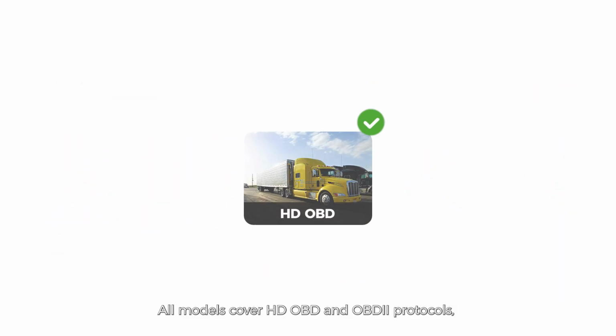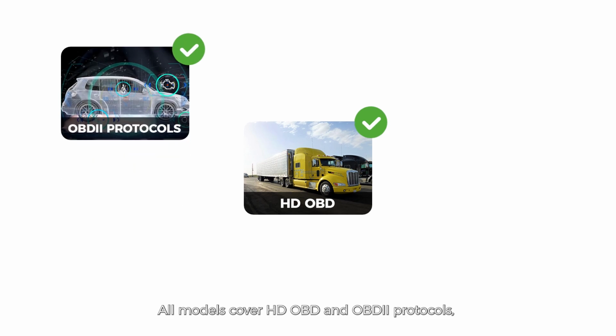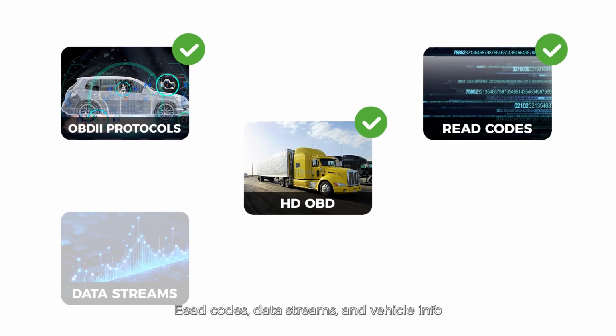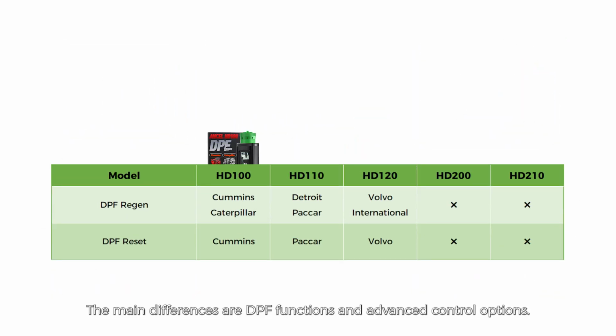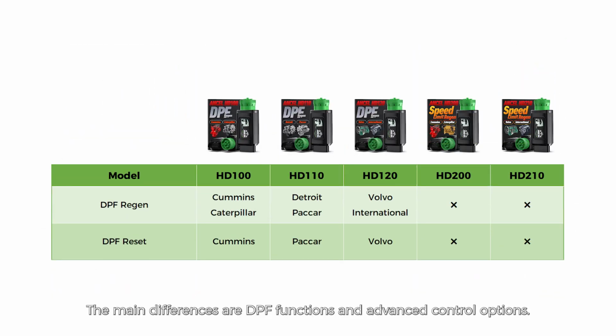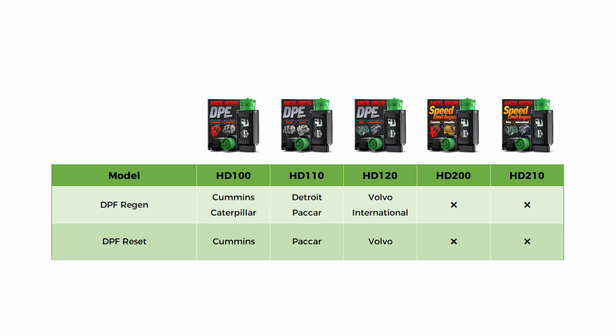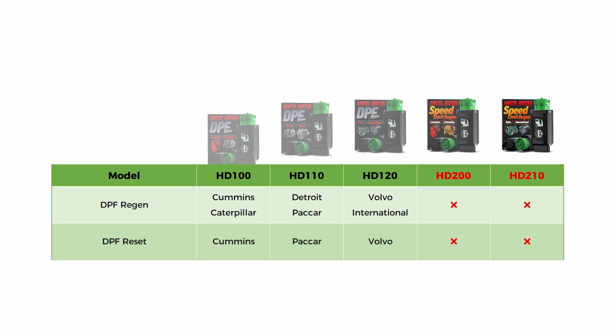All models cover HD OBD and OBD2 protocols, read codes, data streams, and vehicle info. The main differences are DPF functions and advanced control options. For DPF Regen and Reset, HD100 and HD210 do not include DPF Regen or Reset. They focus on other advanced controls.